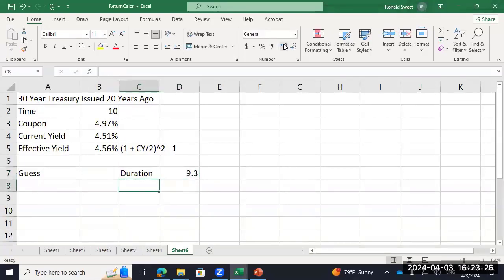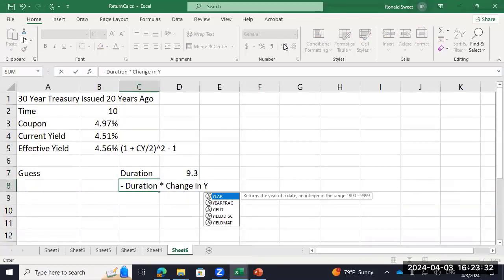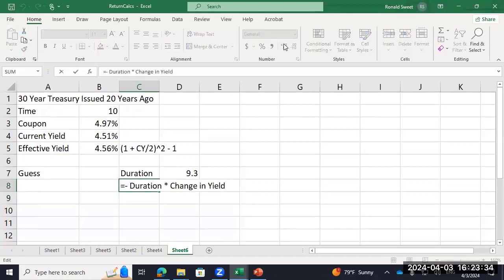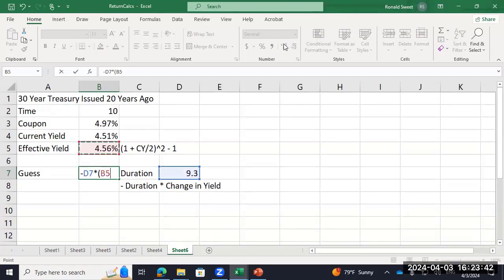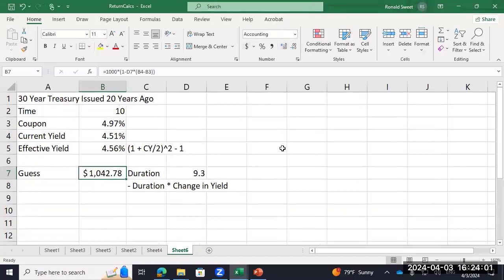So remember the formula: minus duration times the change in yield. So if I do minus 9.3 times the change in yield, well, the yield today is 4.51, it was 9.7, so interest rates have fallen, so the bond price can be above $1,000. If we take $1,000 times 1 plus that, we get that we think the bond price is 1042.78.